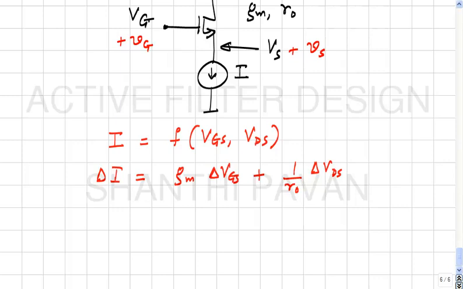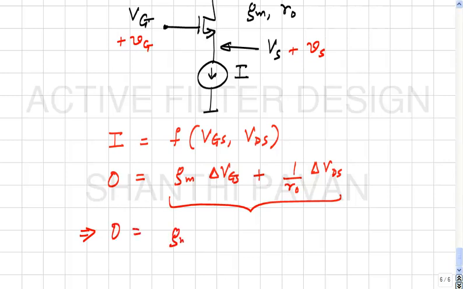Correct? In general, if I took a transistor and changed its gate source voltage and changed its drain source voltage, this is the change in the drain current due to the change in the gate source voltage and the change in the drain source voltage. Yes? No? Come on. Okay, what is delta I in this particular example? 0. Why? The current source, so this must be 0. Correct?